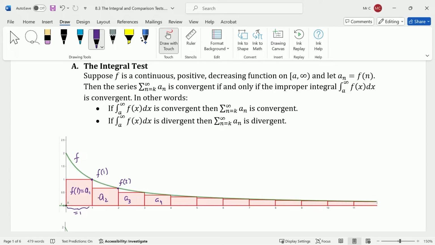So the sum of all of these terms for our series is bounded by the area under the curve. That's what this says. If I add up all of the areas of these rectangles, that's bounded above by the area of the integral. So if that integral is convergent, then that sum must also be convergent. It must also be a finite number.